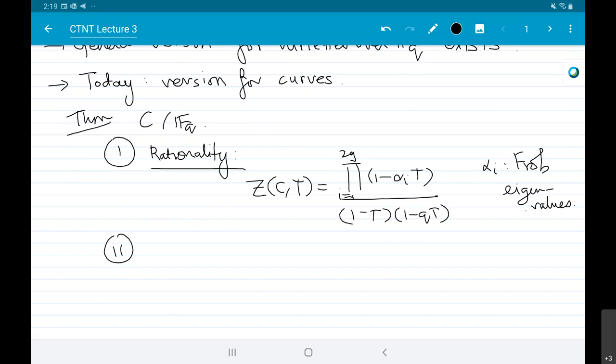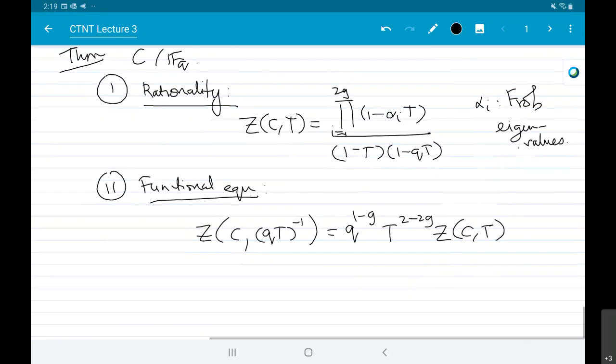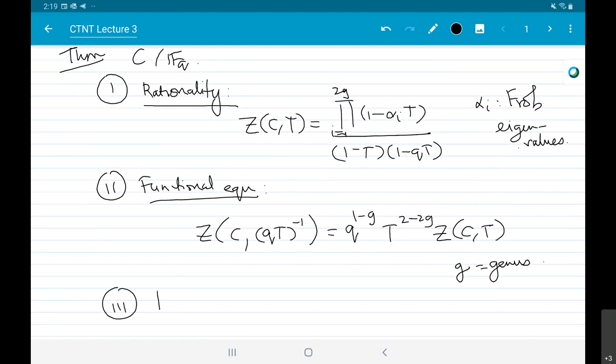The second is called the functional equation, which tells you about a sort of symmetry in the zeta function. So this is Z_C(1/(qT)) equals q^(1-g) T^(2-2g) Z_C(T). So this is very useful. And here g is the genus of the curve. And the third is something called the Riemann hypothesis. And this was like the hardest part of the proof.